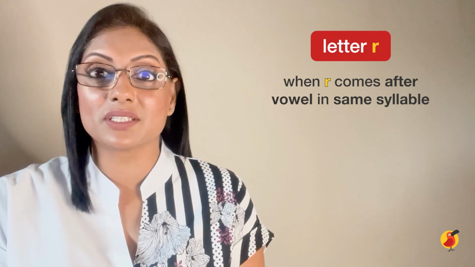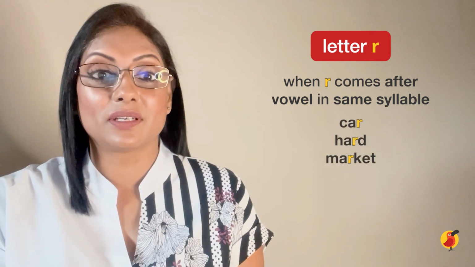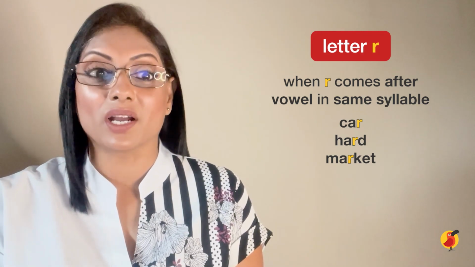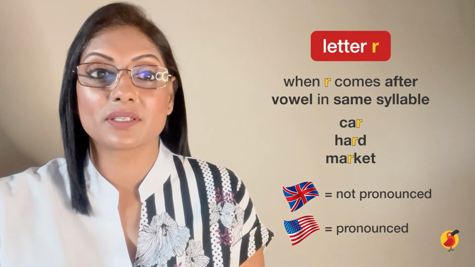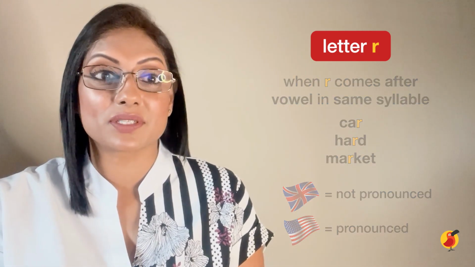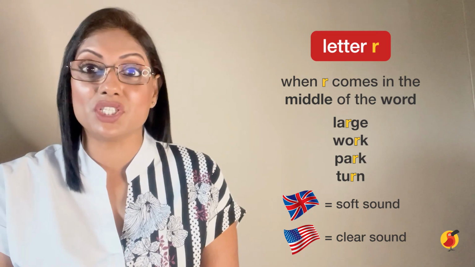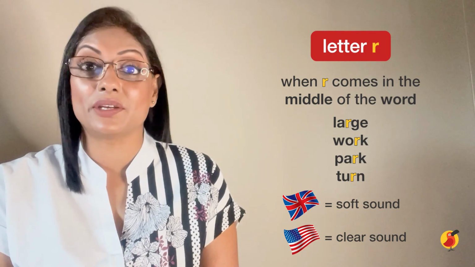In British English, when R comes after a vowel in the same syllable, for example, as in car, hard, or market, the R is not pronounced. In American English, the R is pronounced. The R's in the middle of a word are usually noticeably softer and harder to hear in British English as well. In American English, they are a bit clearer.